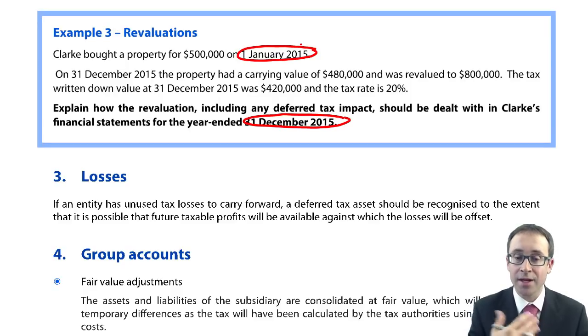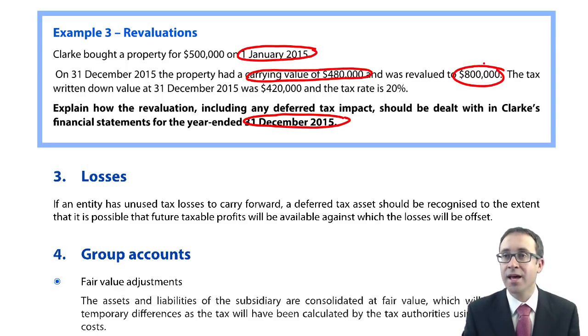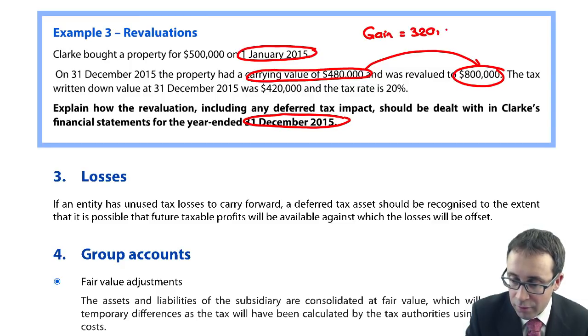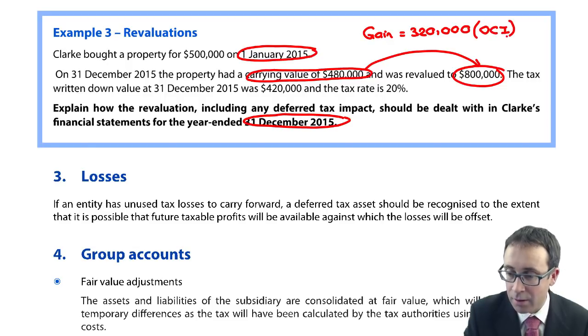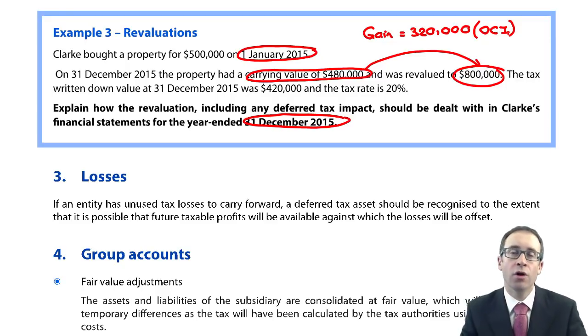At the 31st of December, the end of the year, the property had a carrying value of 480 and was revalued to 800,000. So based upon that, you're going to have a gain of 320,000, and that gain, ladies and gentlemen, goes to other comprehensive income, doesn't it? It's unrealized, so we dump it into that white elephant, your other comprehensive income, which then feeds into your other component of equity on the statement of financial position.